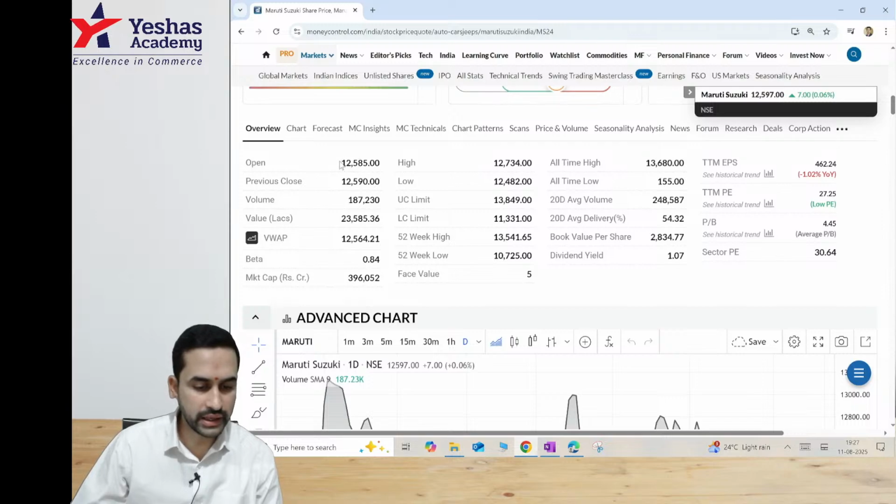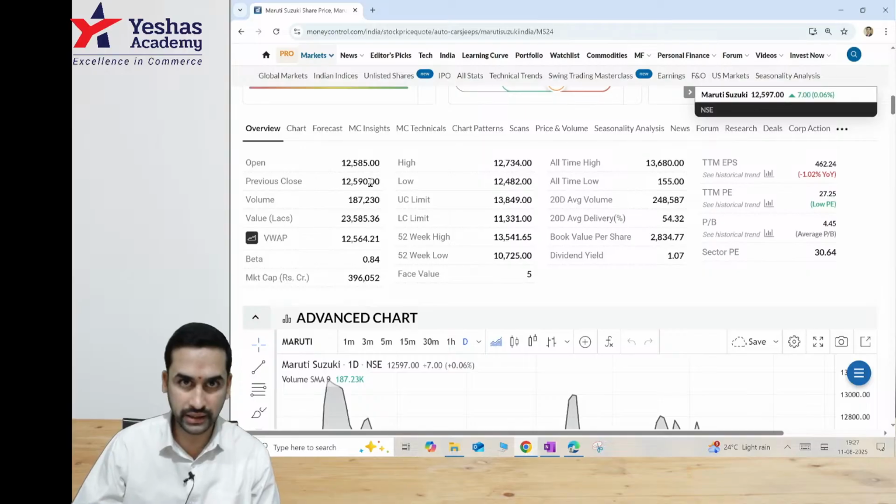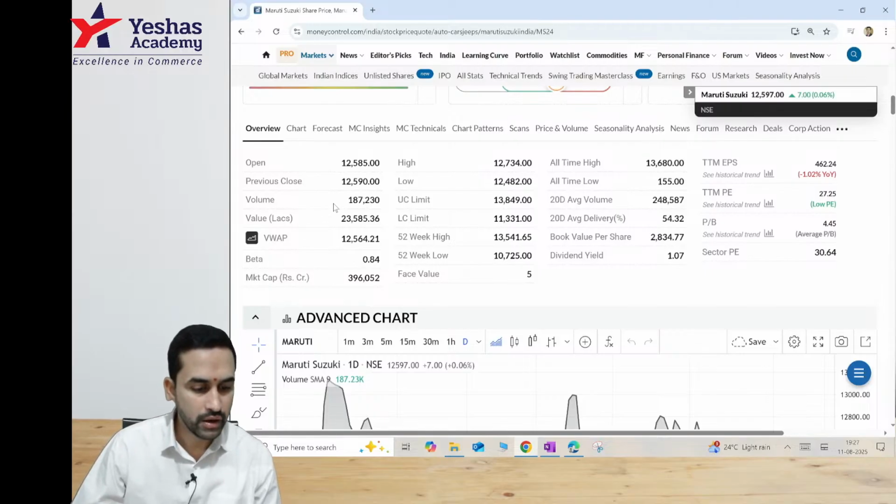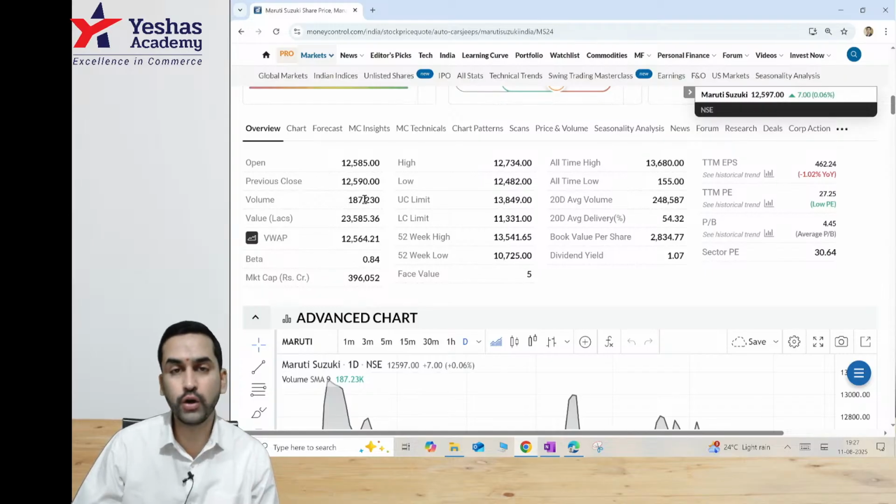Open means the rate at which this stock opened today, 12,585 rupee per share. Previous close meaning yesterday's close at 3:30. Yesterday or the previous trading day. Today is Monday, so it is Friday evening closing. Volume is number of shares traded today. How many shares were bought and sold? Okay. Value in lakhs, that is how many shares got traded multiplied by at what rate. Number of shares traded into the rate.